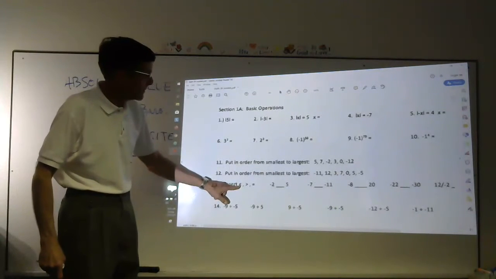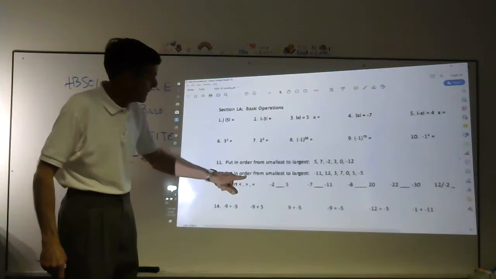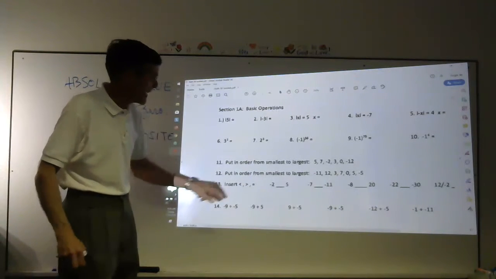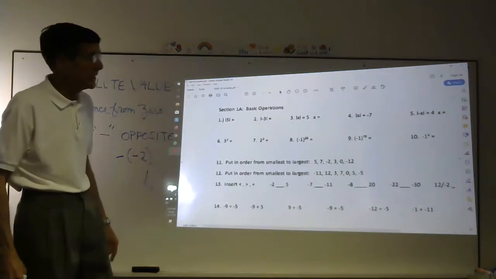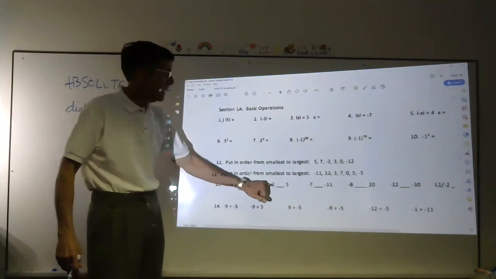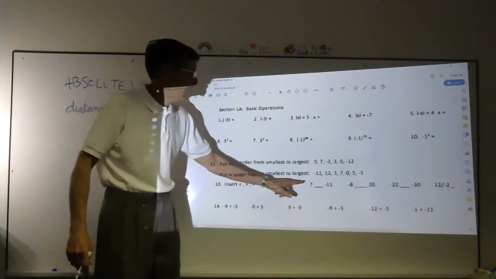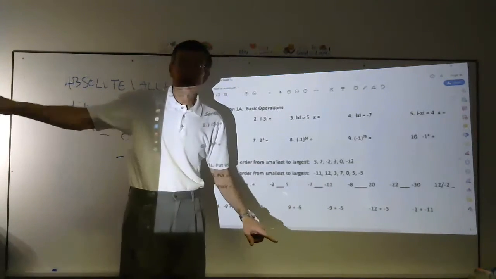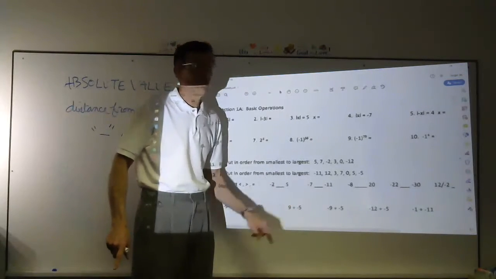Now remember what I just said. Here's your less than sign. The easy way, if you have trouble remembering these, the less than sign looks like a capital L, so that's a less than sign, greater than or equal to. Negatives are always less than positives, so that's less than.